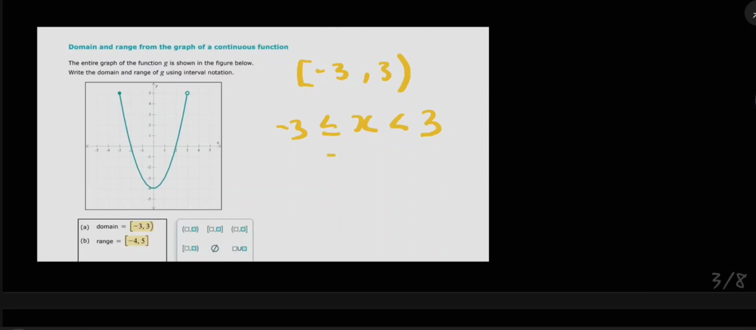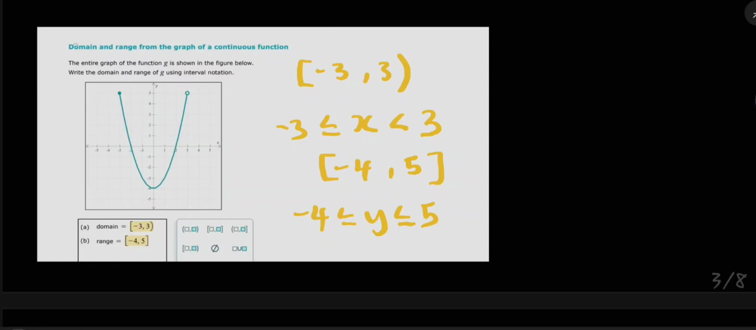And for our range, which goes from -4 to 5, this can be written as -4 less than or equals y. I'm using y because our range is on the y-axis. You can use any letter, it doesn't matter. And y less than or equals 5. That would be how you write it. But our topic today is maximum and minimum.